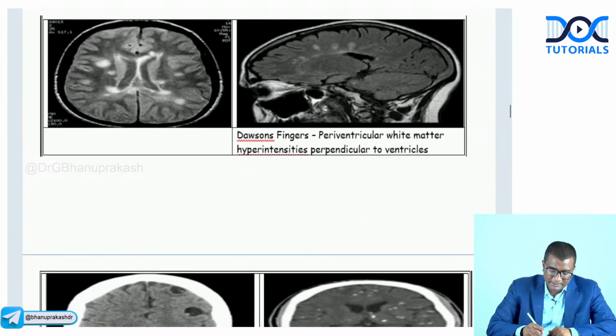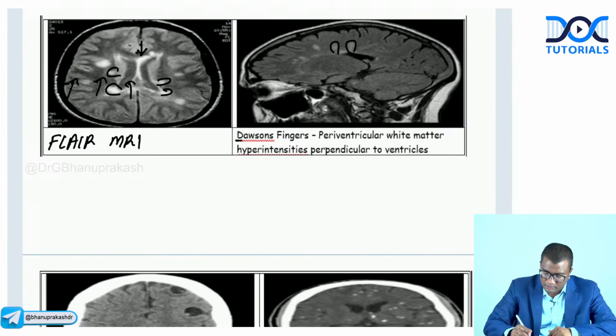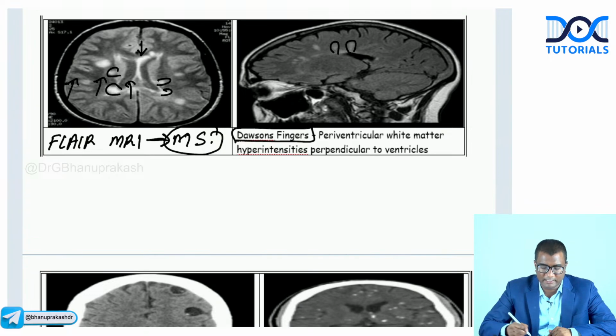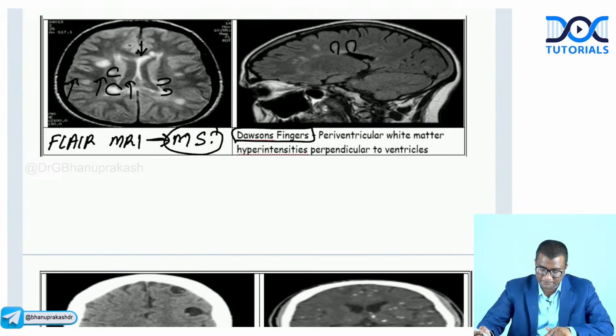Next. Please remember, this is FLAIR MRI. You can see how to identify the FLAIR. It is the same as T2 with fluid suppression. And you can see these periventricular white matter hyperintensities involving the corpus callosum, perpendicular to the ventricles. These are your Dawson fingers, right? So FLAIR MRI is the best sequence for multiple sclerosis, and it shows Dawson fingers. Please identify the Dawson fingers.